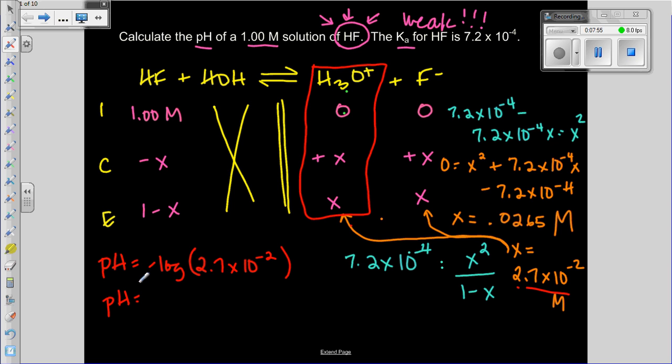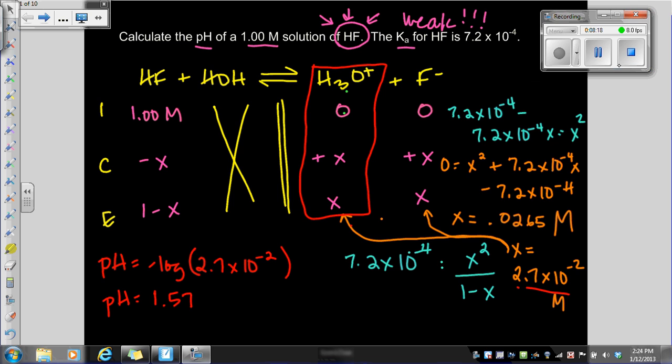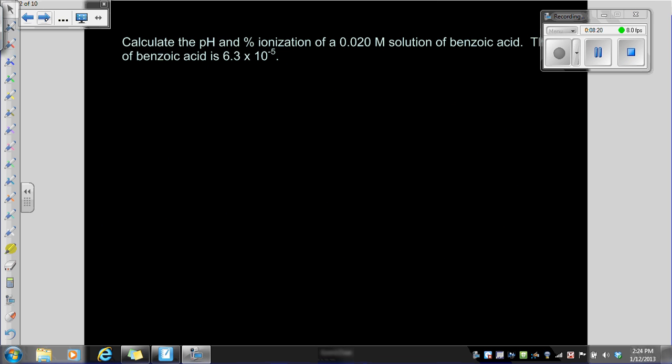And I get 1.57. Excuse me, I need to pay attention to significant figures. I have 2 significant figures here. That tells me 2 numbers after the decimal. So 1.57 is correct, and that makes sense. A pH below 7 for an acid, even if that acid is weak, that makes sense. Okay, so I'm going to do one more example.